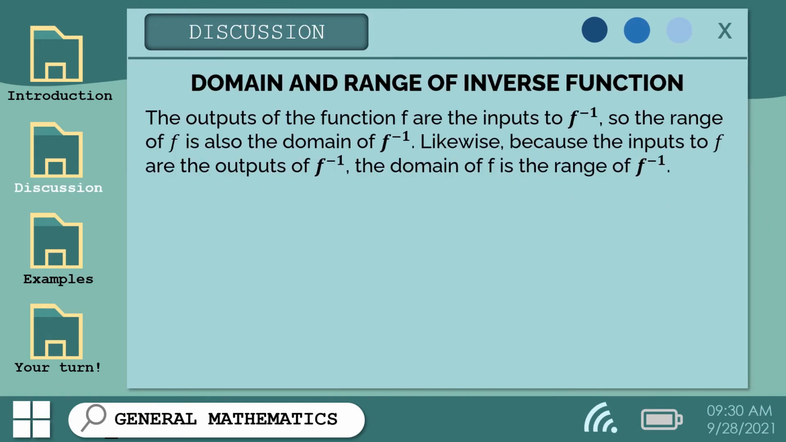Ayan. So, let's go back with our discussion. So, proceed naman tayo sa domain at range ng ating inverse function. Sabi natin nga kanina by the definition, ang domain at range ng ating inverse function ay kabaliktaran lang po sa ating domain at range ng f. So, ibig sabihin lang po that the outputs of your function f is the inputs of your inverse function. And, ganun din po, na yung range ng f natin is also the domain of your inverse function.